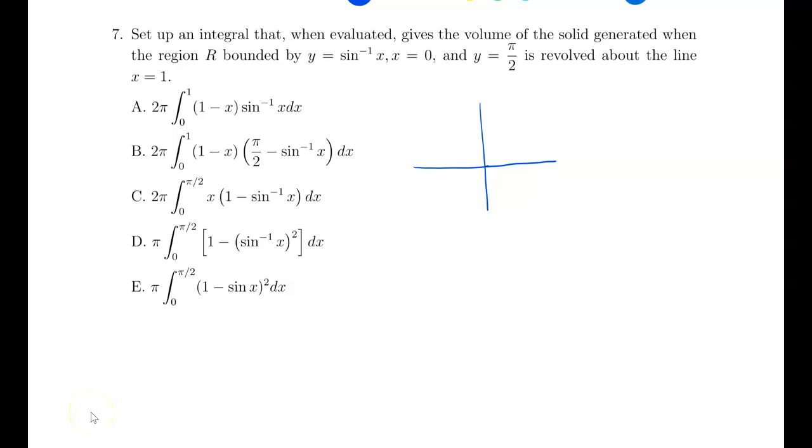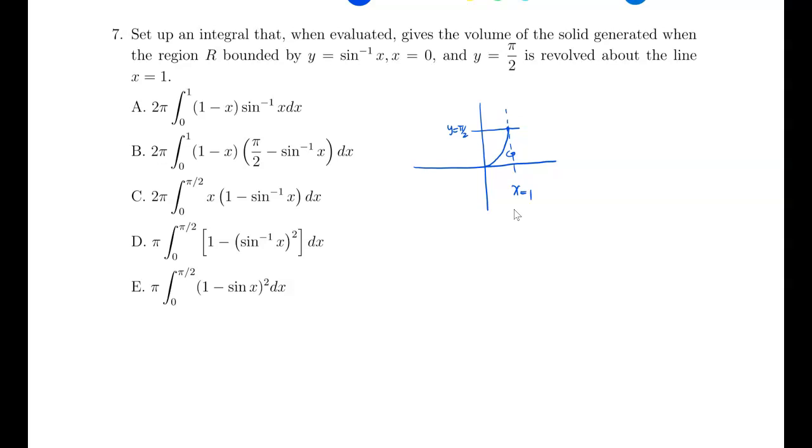Okay, so our region looks like this. This is x equals 1. That's the line y equals pi over 2. Now, we will revolve this about the line x equals 1, so about this line here. So we are going to revolve it about that line.